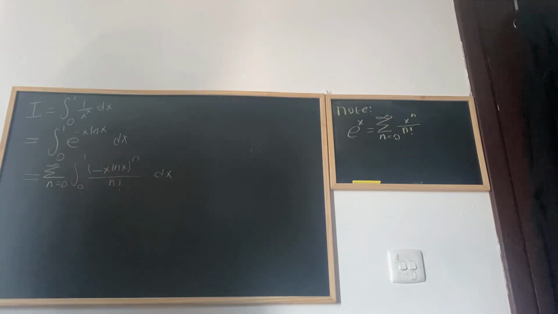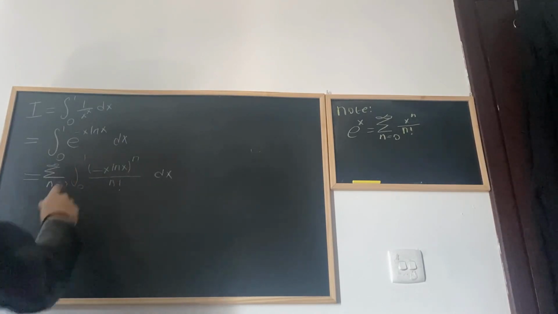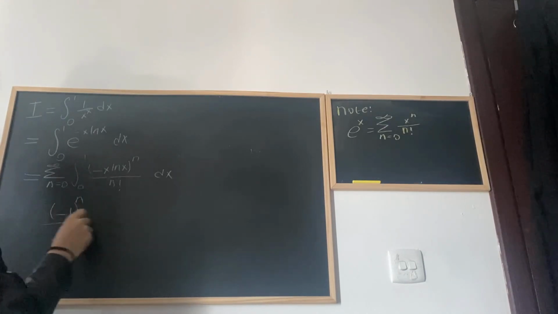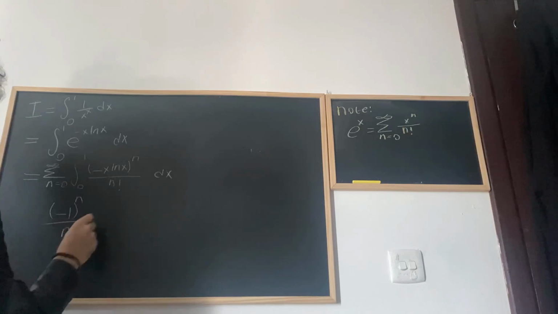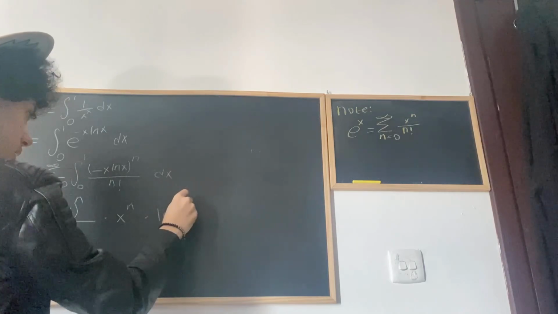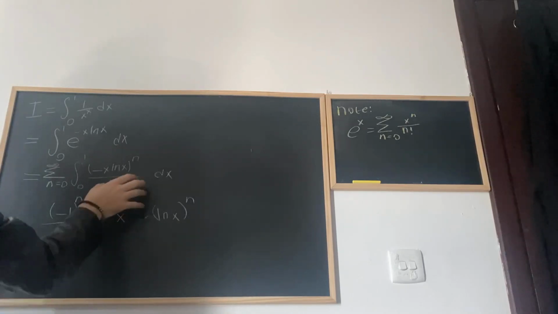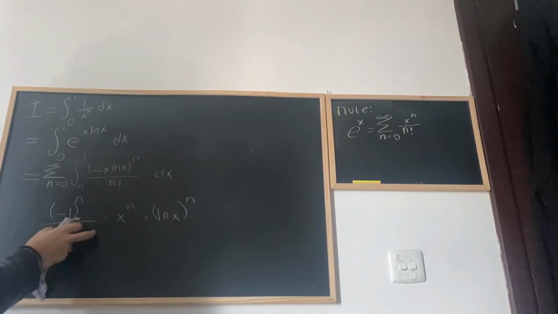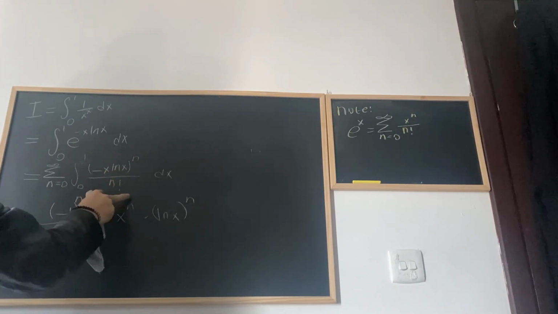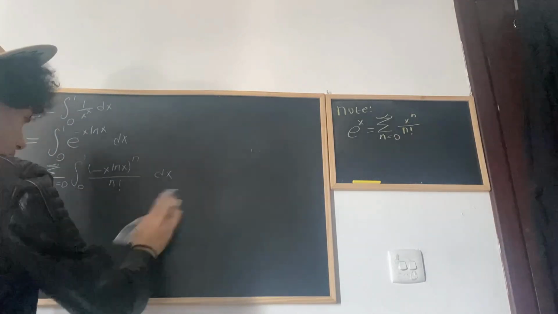So we can take this out as a constant, and let me do that real quickly. We can say that this entire function inside the integral is equal to negative 1 all to the power of n over n factorial multiplied by x to the power of n multiplied by ln x to the power of n. This is the same as saying this. This is a constant inside the integral, and the integral only wants whatever has x in it. So we can take that constant outside and keep it with the summation.